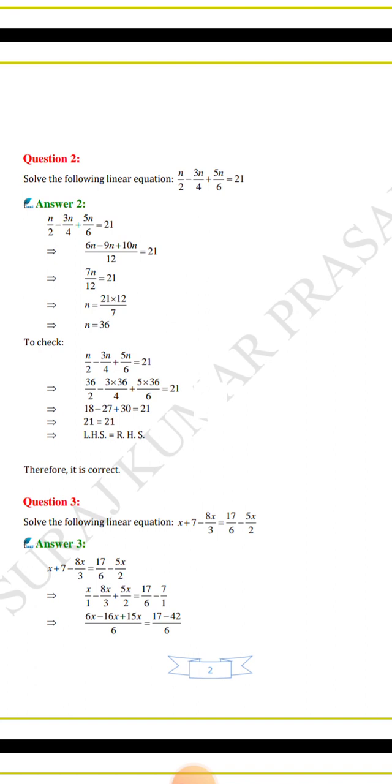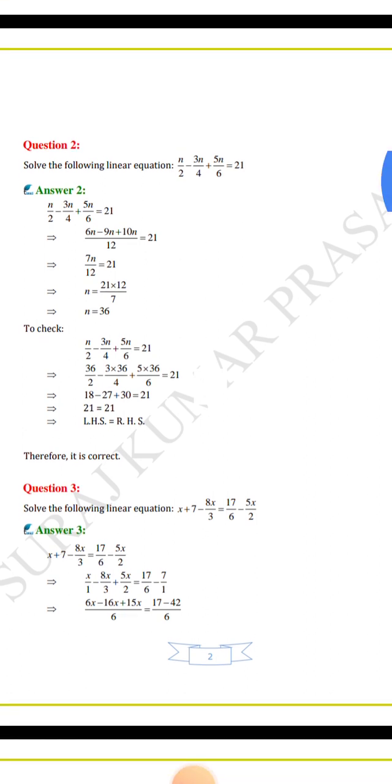Solve the following linear equations: n by 2 minus 3n by 4 plus 5n by 6 equals 21. Then we get n by 2 minus 3n by 4 plus 5n by 6 equals 21. We get 6n minus 9n plus 10n by 12 equals 21. Then 7n by 12 equals 21. Then n equals 21 into 12 by 7.